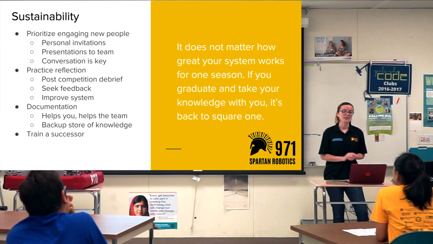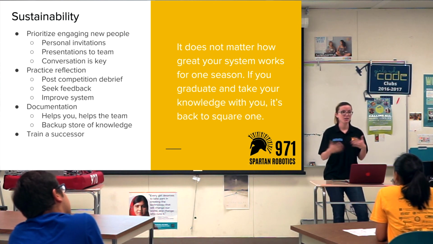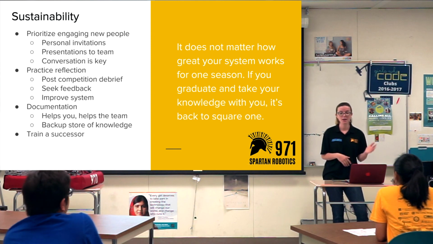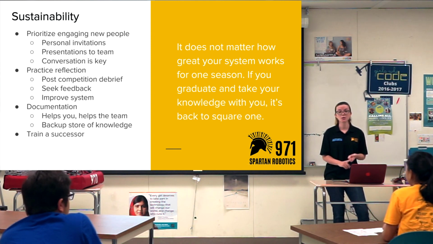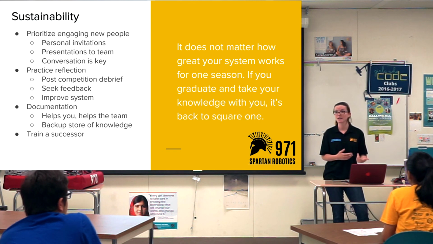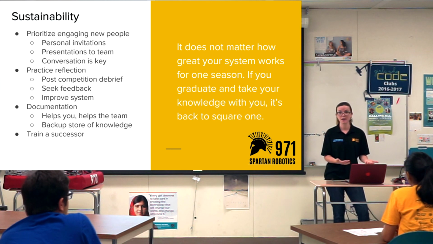Really prioritize engaging new people. I know I've been mentioning that throughout, getting into the meetings, talking to them, etc., but I really cannot overstate it. Personal invitations go a long way. If you say, "Hey, I really liked the comments you're making about this robot, would you like to come to the scouting meeting?" that is a great way to get people involved.